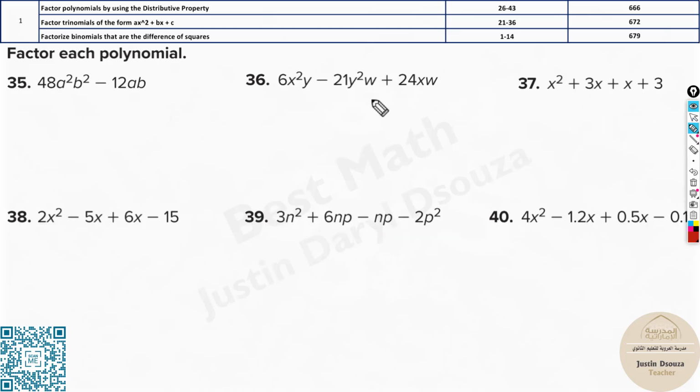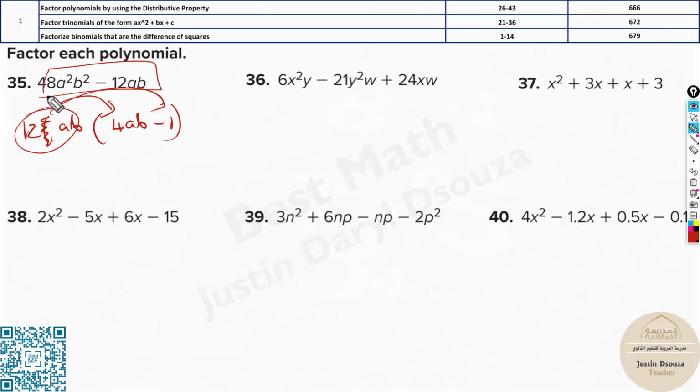It's the same thing. Here you can see it's 12 that is common outside, and then we have a and b. Sorry, it's 12ab that is removed outside, and you're remaining with 4ab minus 1. That's it. So if you multiply this term which is taken outside to the factors inside, you must get the given question. And yes, over here this will work.